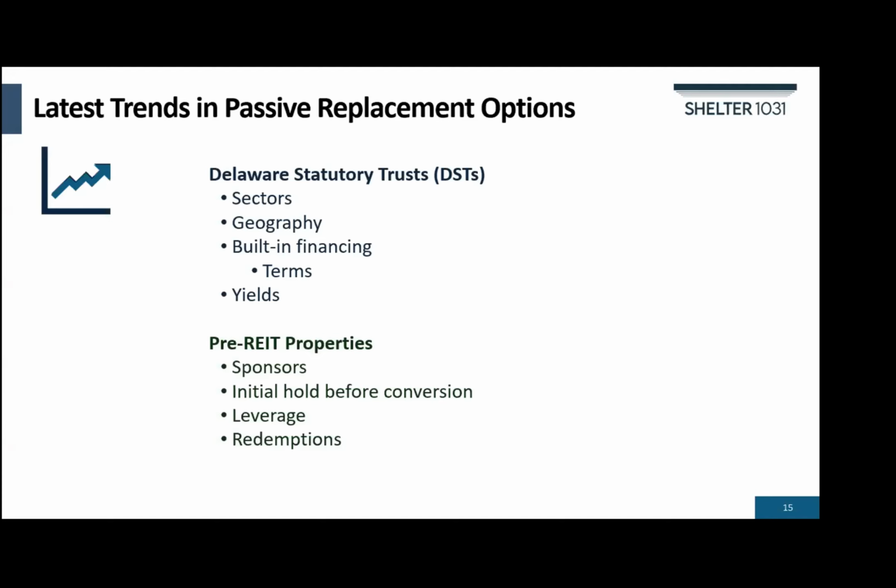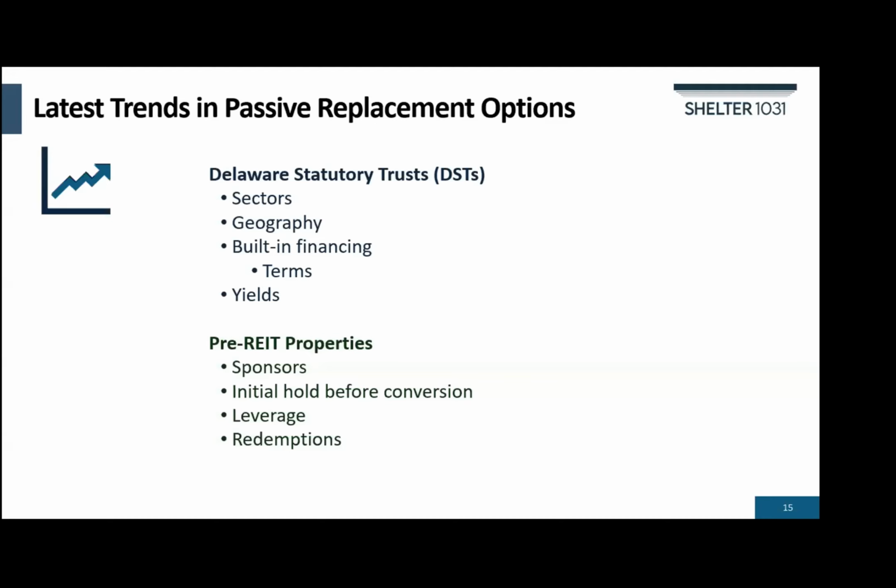In just the last few years, we've seen some major institutional real estate firms enter the pre-REIT 1031 business, including JLL, Apollo, Invesco, Hines, and Brookfield. All of these programs follow the same structure. You start with a 1031 exchange into a small portfolio of properties in a DST.